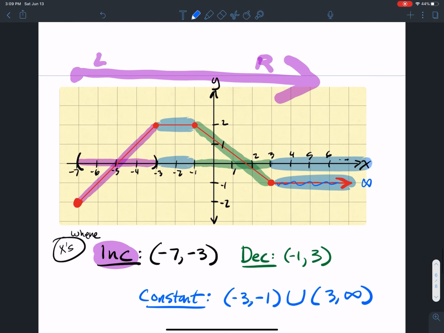Okay? So hopefully that gives you a better idea how to tell where a function is increasing, where it's decreasing. Read left to right, and you're writing down the x values, okay? And you're using the parentheses. You're not going to use brackets, all right?